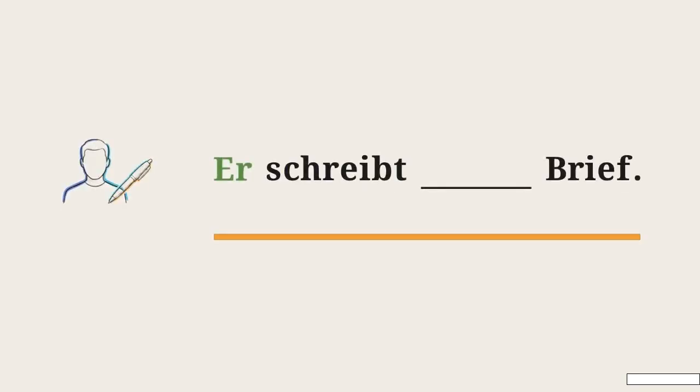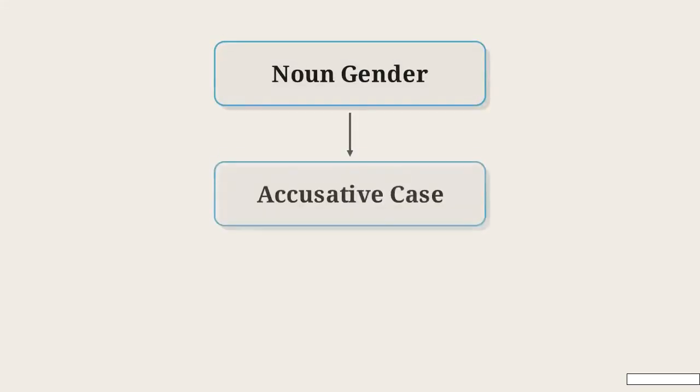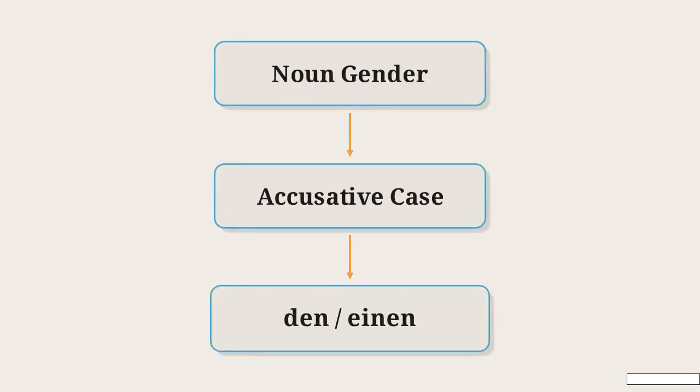Let's see if you can apply the rule. If the word for letter, brief, is masculine, how would you fill in this blank? Schreibt blank Brief. The answer is einen. Schreibt einen Brief. Mastering the accusative is purely an exercise in correctly identifying masculine nouns. Once you know the gender of the receiver, the grammatical rules apply themselves.